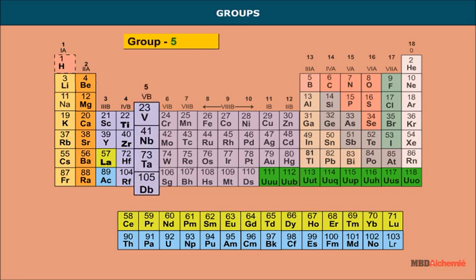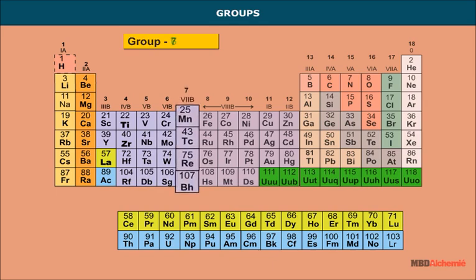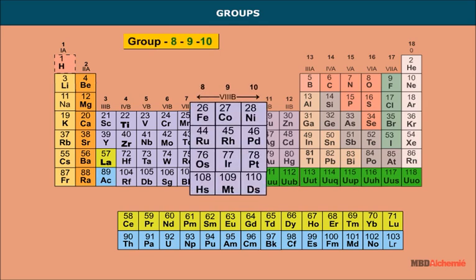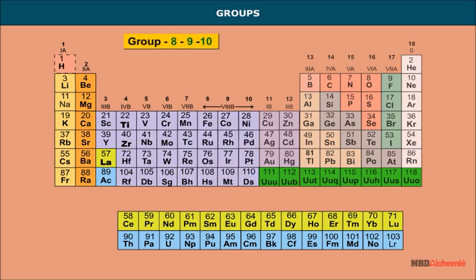Fifth consists of V to Db. Sixth, Cr to Sg. Seventh consists of Mn to Bh. Eighth group consists of Fe to Ds and so on.